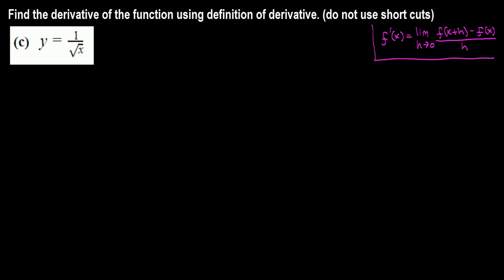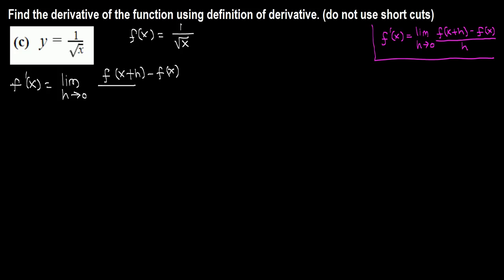The derivative of this function is given by this formula, provided this limit exists. In this case, the function f(x) is given by 1 over square root of x. Let's find the derivative f prime of x. Let me copy down the formula: the limit as h goes to 0 of f(x plus h) minus f(x), over h.